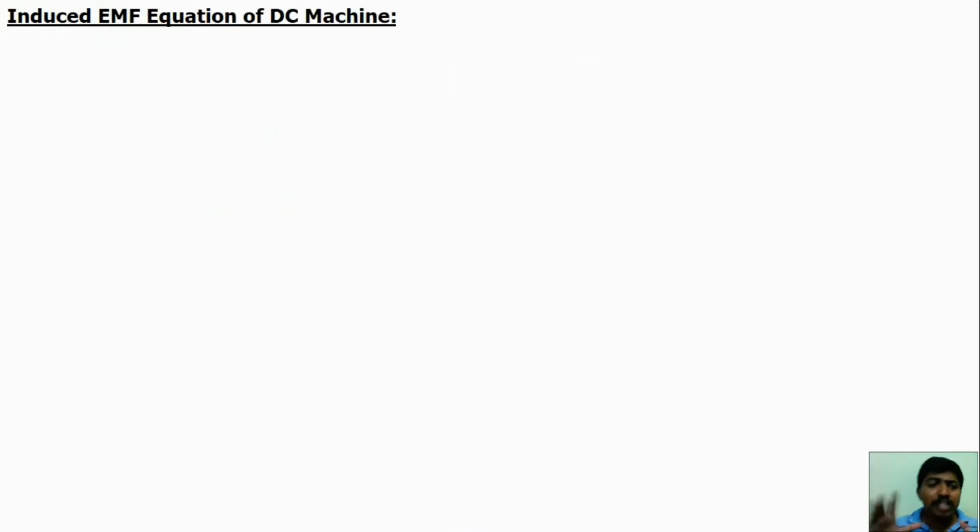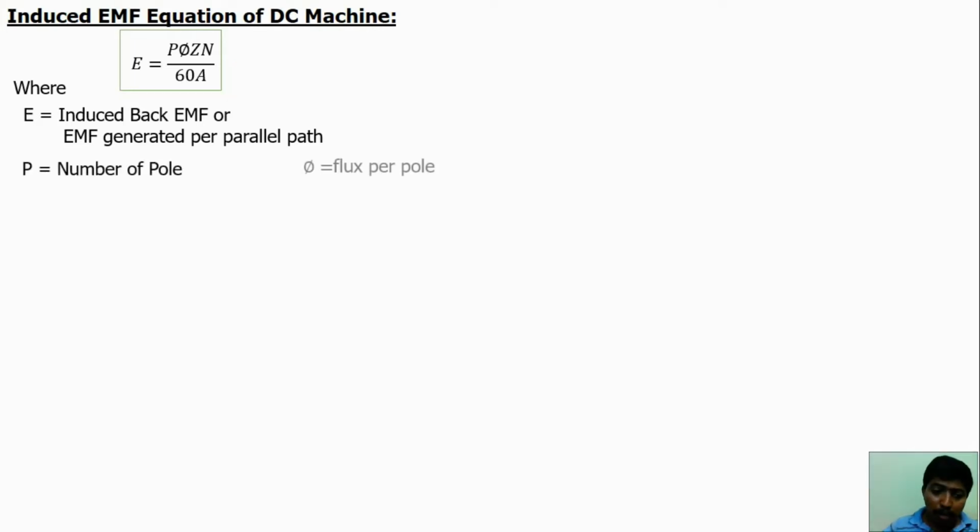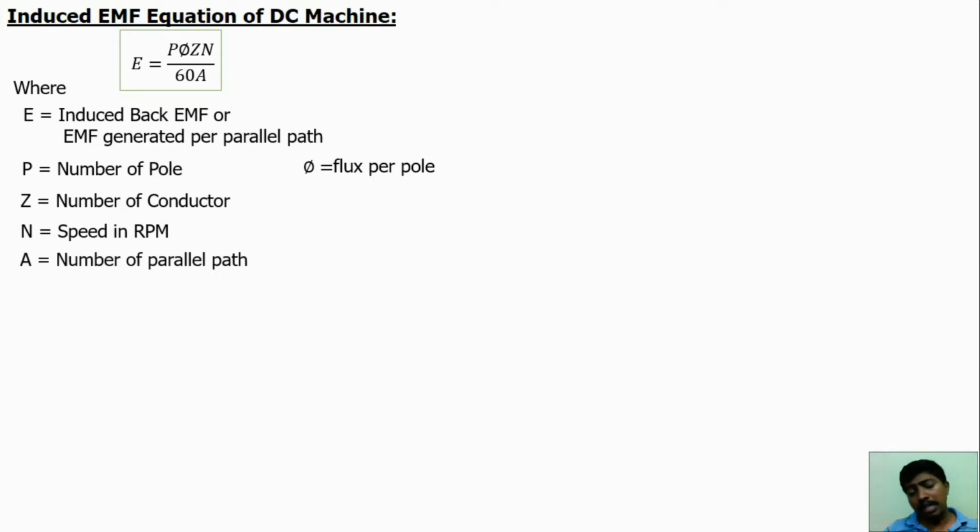Then we will discuss the induced EMF equation of DC machine. The induced EMF equation is equal to P phi Z N by 60A, where E is equal to induced EMF or EMF generated per parallel path, P is equal to number of poles, phi is equal to flux per pole, Z is equal to number of conductors, N is equal to speed in RPM, A is equal to number of parallel paths. This is the equation.